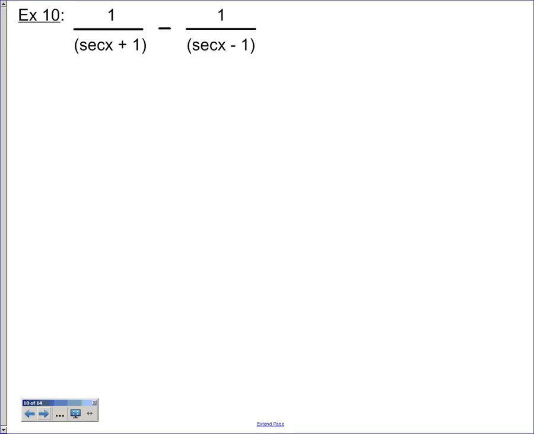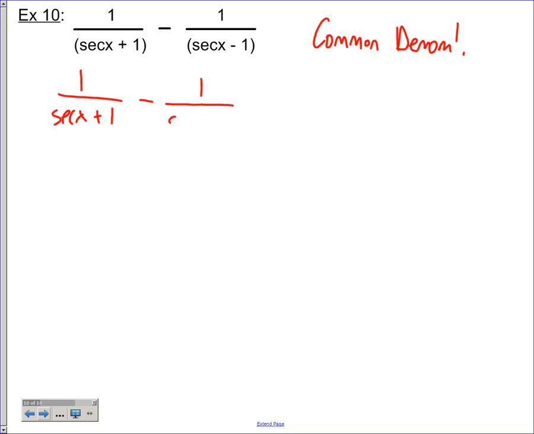One more example. We've got 1 over secant x plus 1 minus 1 over secant x minus 1. So again, we want a common denominator. So I'm going to take my left-hand expression and multiply that by secant x minus 1. I'm going to multiply my right-hand expression by the denominator from my left hand, so secant x plus 1 over secant x plus 1.